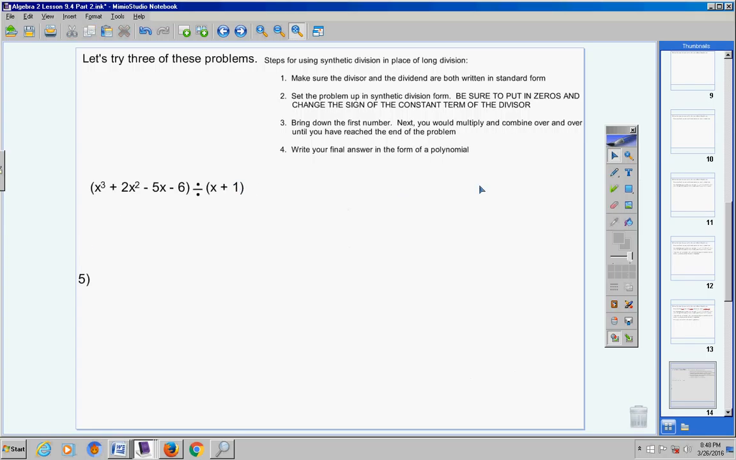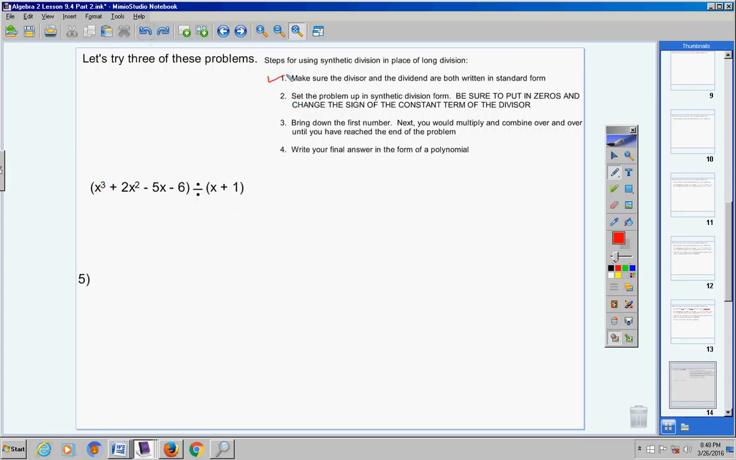Alright, step 1. Let's first of all make sure we can use synthetic division. Do I have a binomial? Yes. Is my degree 1? Yes. Is my lead coefficient 1? Yes. Is it a positive lead coefficient? Yes, so we're good. Step 1, make sure the divisor and dividend are both written in standard form. Standard form, we're good. Standard form, we're good.